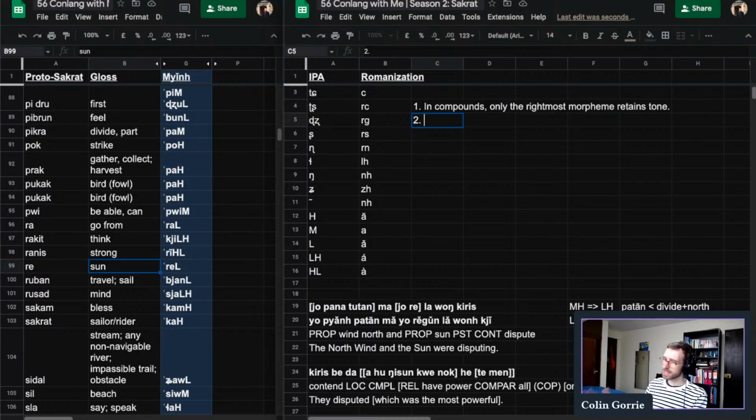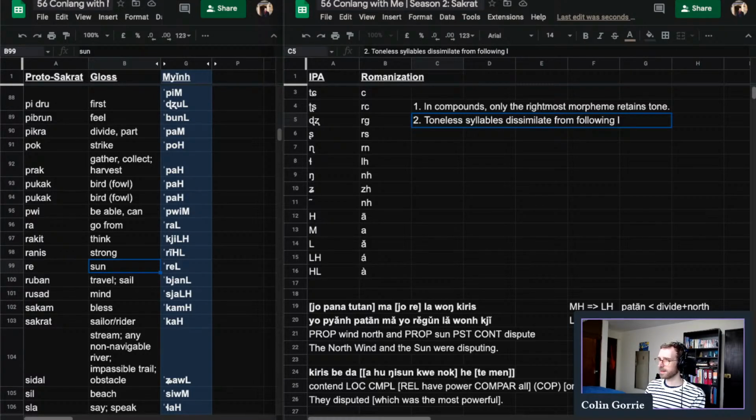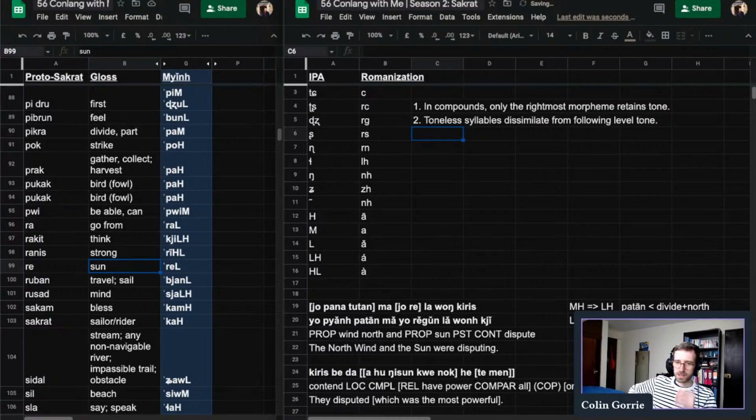Okay, so then the second rule is toneless syllables dissimilate from following level tone. So this is what we have in, so we have pa, sorry, how do we, let's get to the mid-tone. I don't speak any language that has mid-tones, so I'm not sure what to do with them. Pa, tan, and what happens is that mid-tone drops out and gets filled in with this default dissimilated tone, which will be low. So pa, tan, and that would mean north.